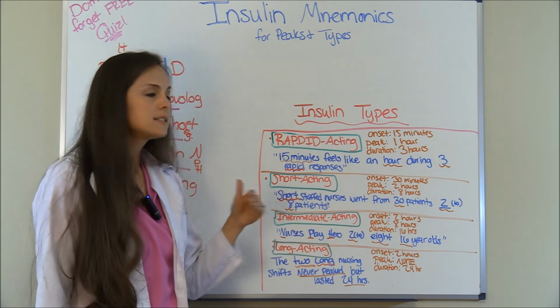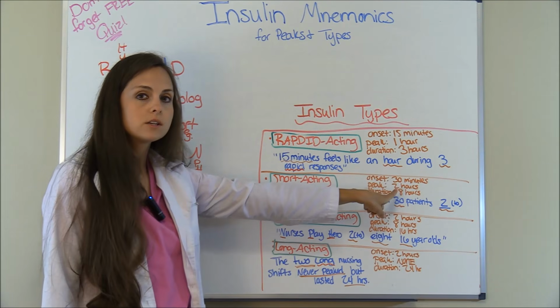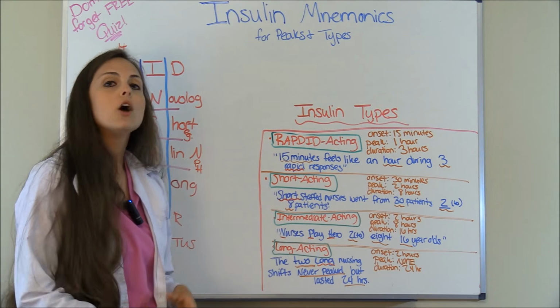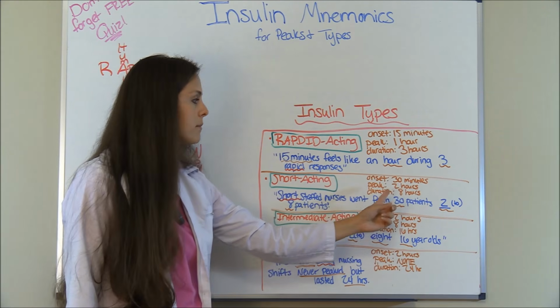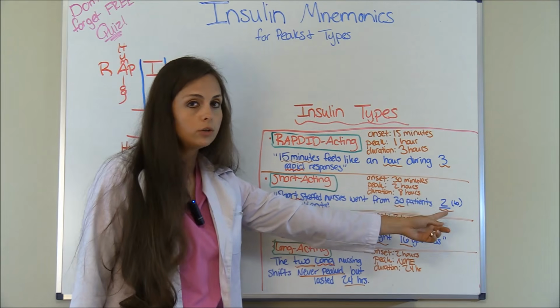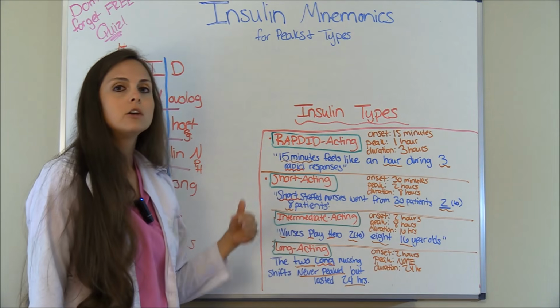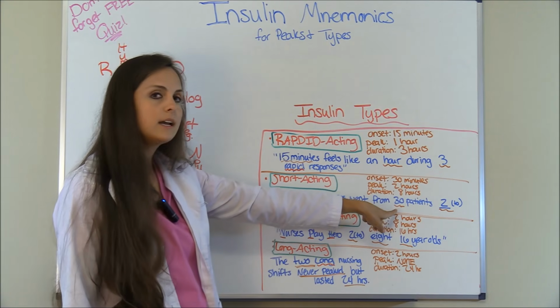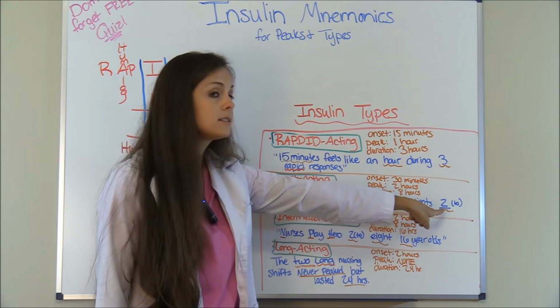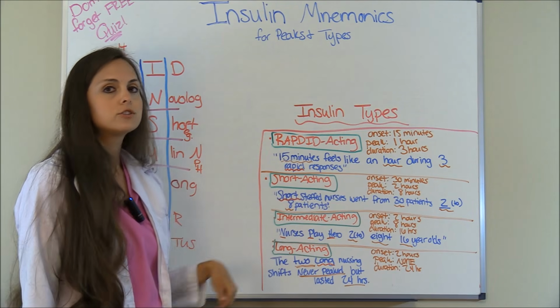Okay, let's look at the next one. Short-acting. Onset is 30 minutes, peak is 2 hours, duration is 8 hours. Remember the phrase: short staff nurses went from 30 patients to 8 patients. Short reminds you it is short-acting. 30 is the onset, 2 is the peak, and 8 is the duration.